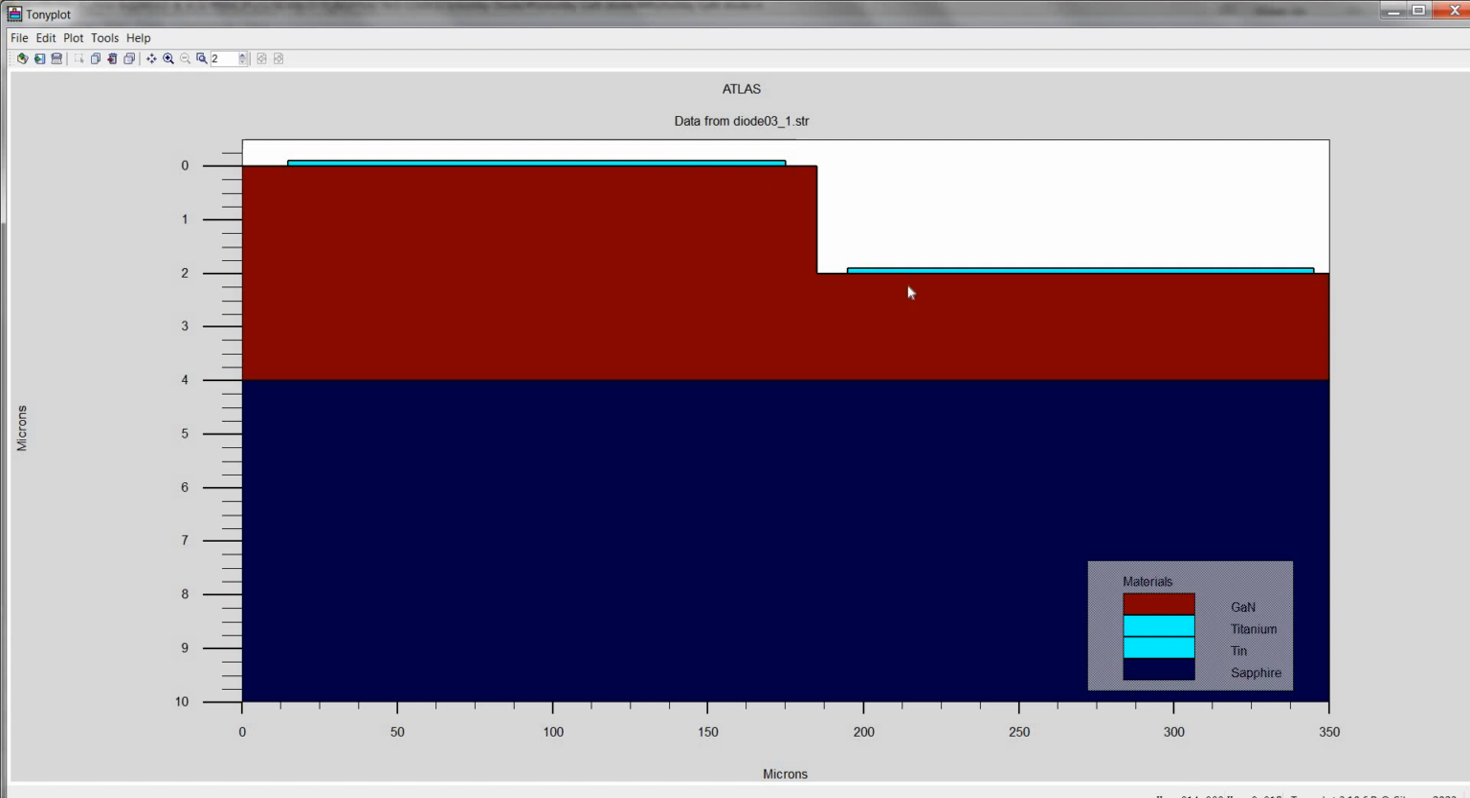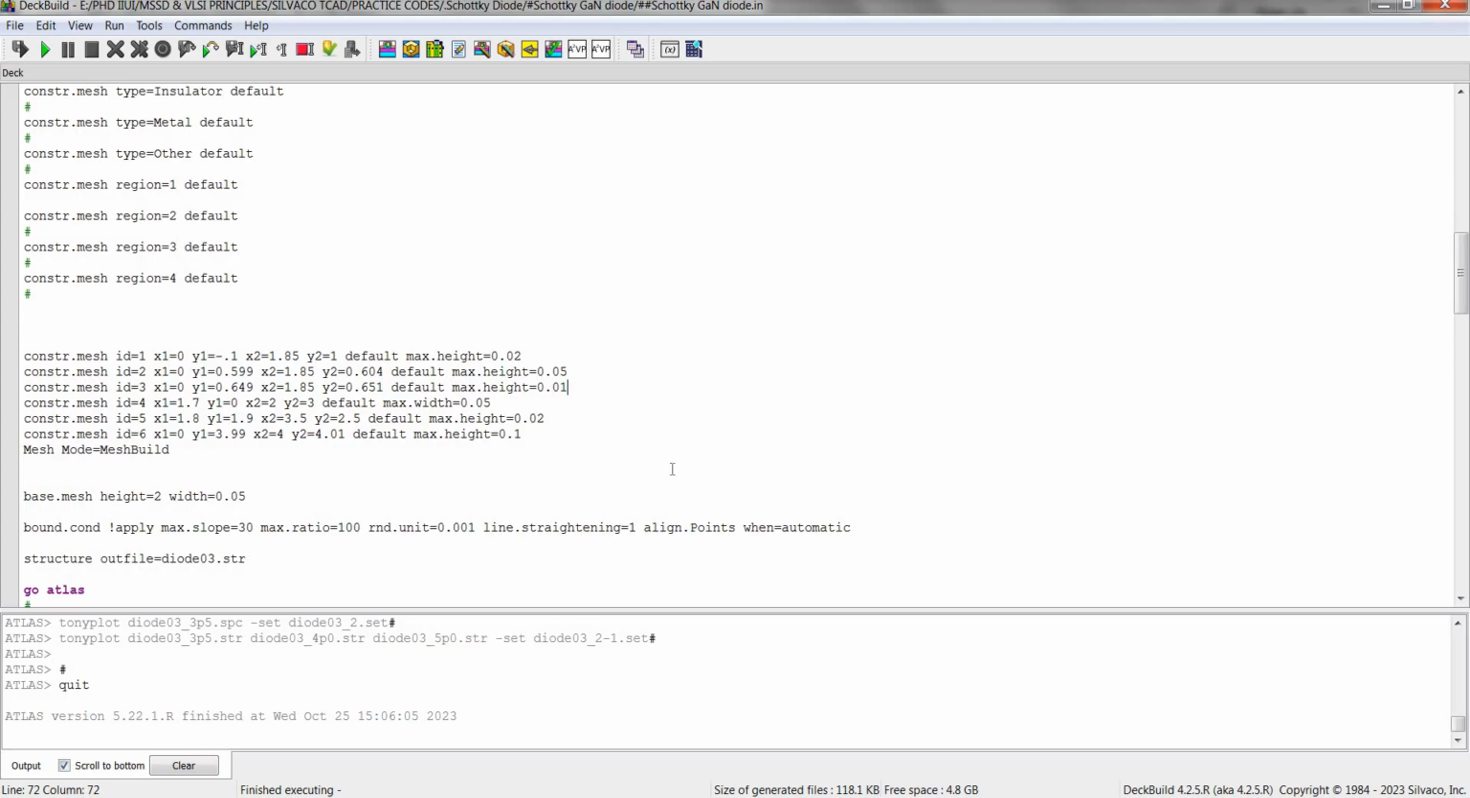As you can see we have got two contacts, but I'm mostly interested in just showing you the proof of concept, so I've only defined this contact as a Schottky contact. And I've defined the work function of this contact later in the code.